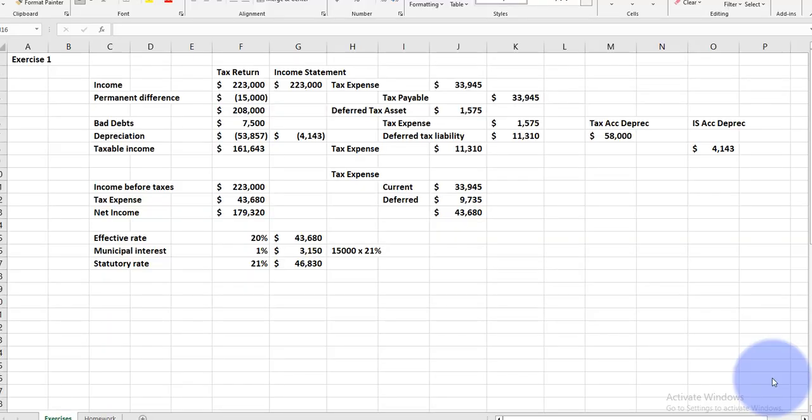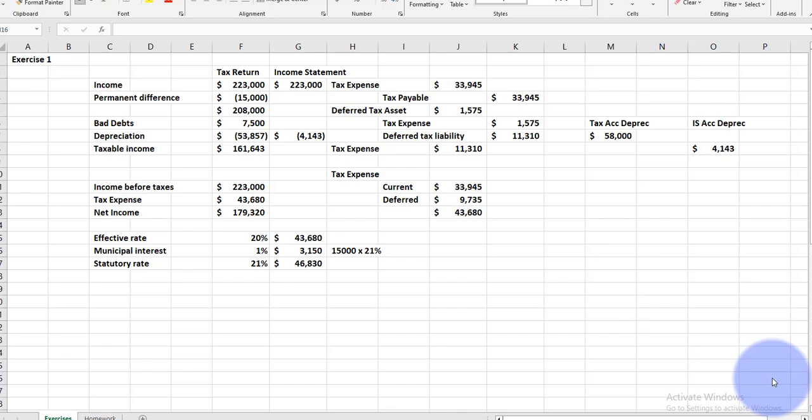Hello everyone, welcome to our review of the practice problems, or exercises as we call them, for deferred income taxes. This is the same as we're going to do for homework. Hopefully you've already given it a try and tried to set it up. There are lots of different ways to set up a deferred tax problem, but this is my favorite, and I find it helps make the fewest errors to do it this way.